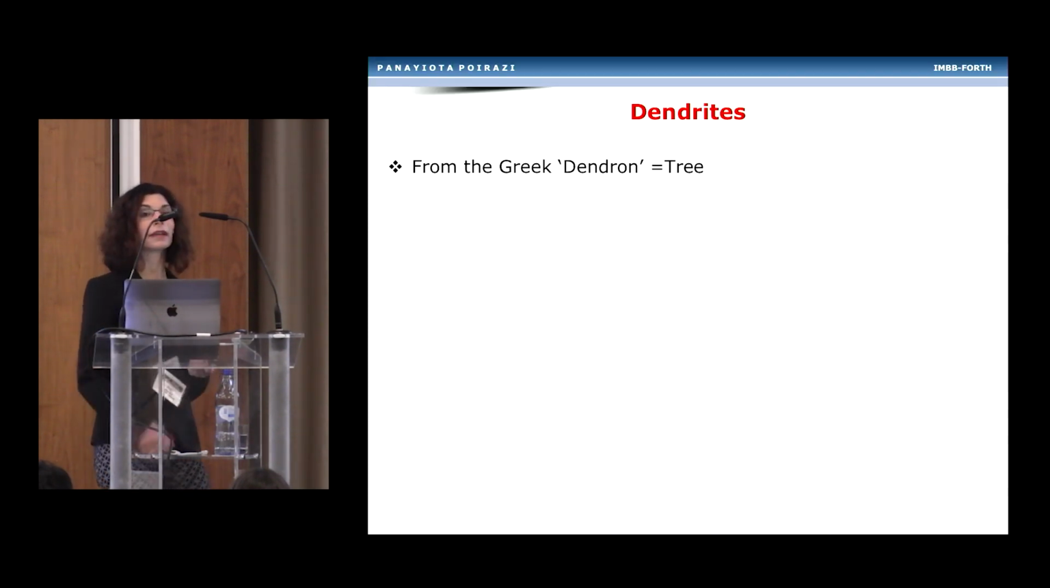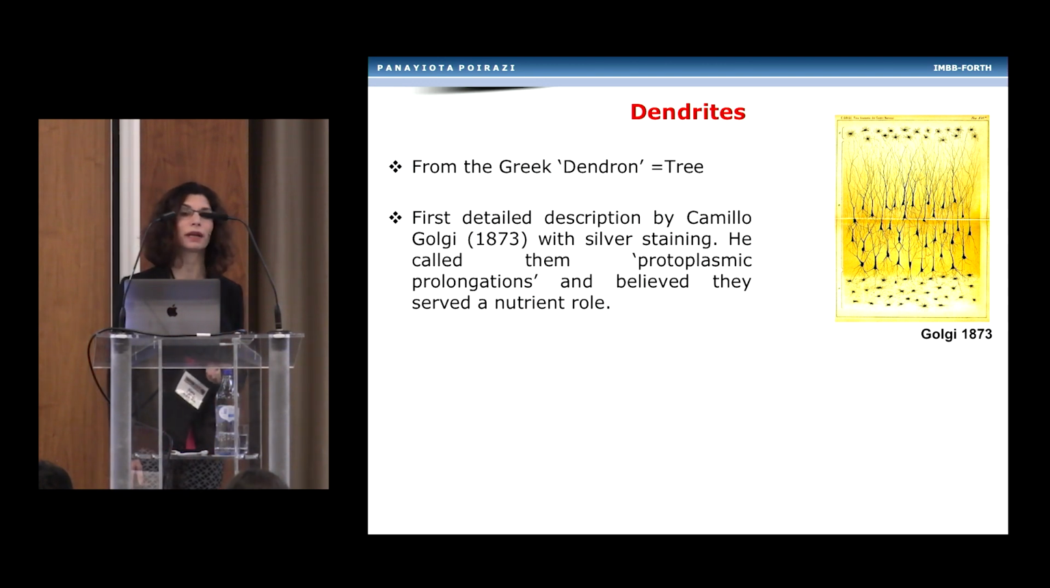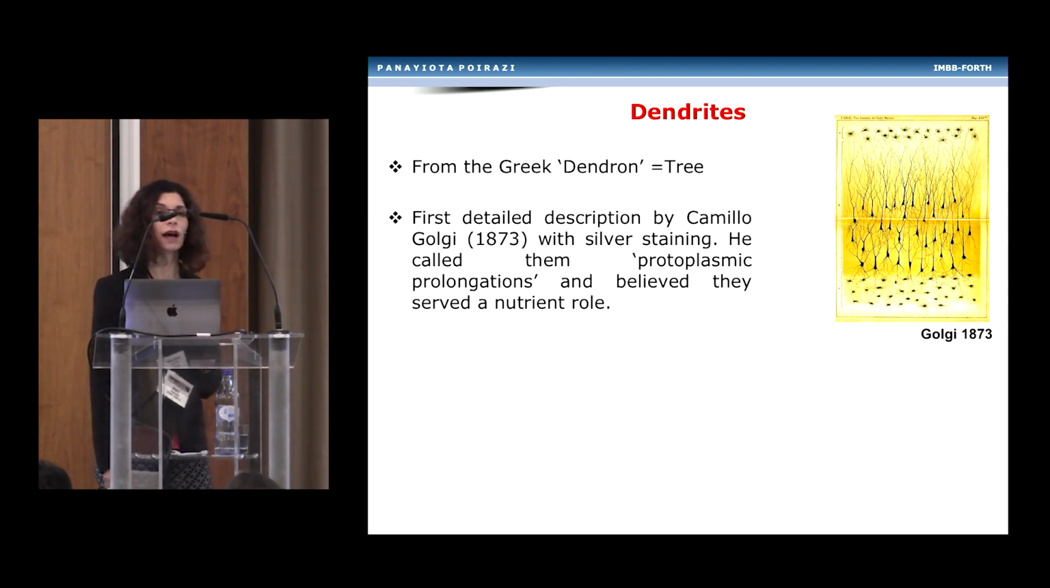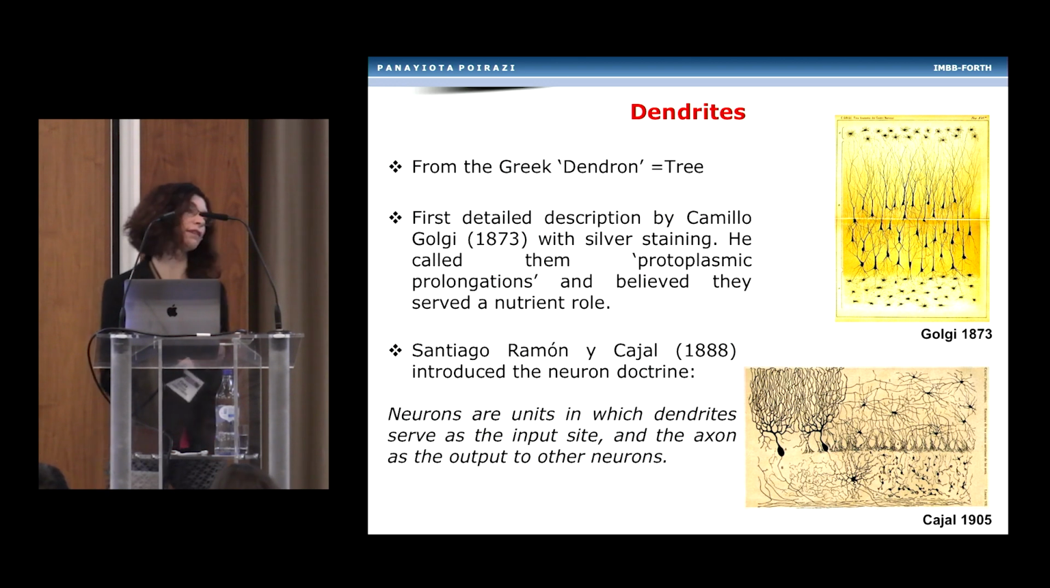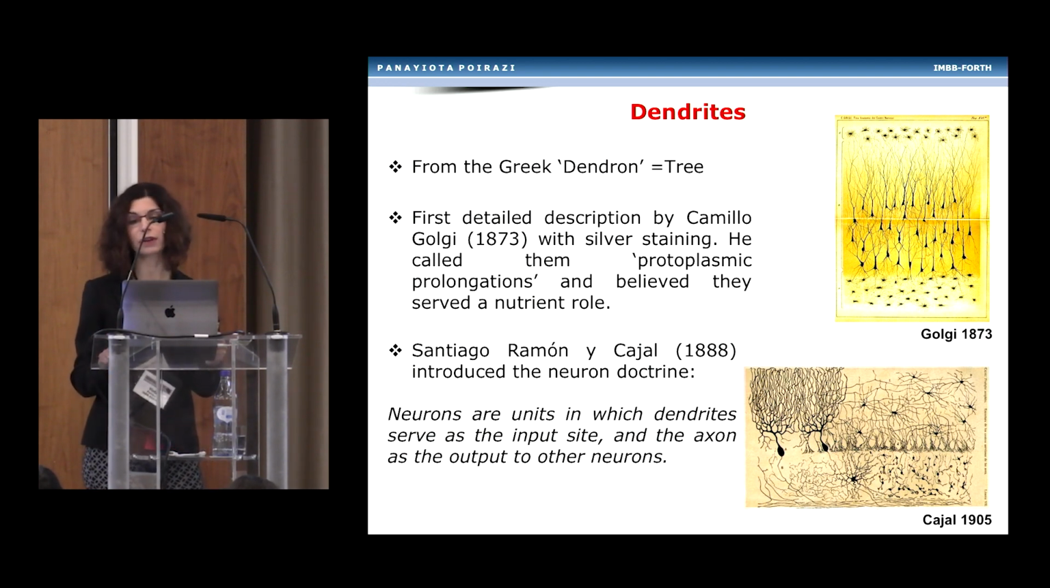So dendrites, what do we know about them? Their name comes from the Greek word dendron, which essentially means tree, and that's obvious because they look like trees. They were first described by Camillo Golgi in 1873. At the time, he used his famous Golgi technique, and they believed that they served a nutrient role, providing nutrients to the neurons. It wasn't until 1888 that Ramon y Cajal proposed the neuron doctrine, according to which neurons are the processing units of the brain, and dendrites are essentially the entry to the neurons. They serve as their input space, and axons serve as the output.